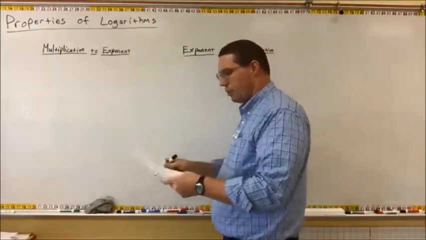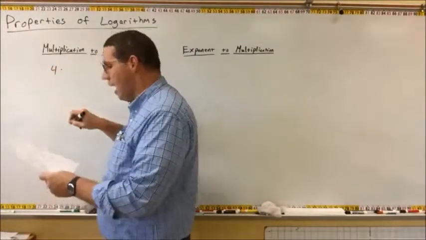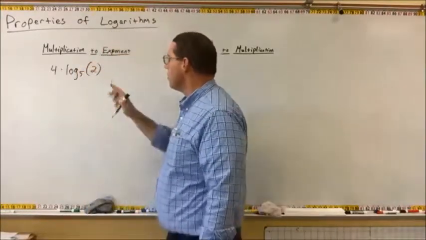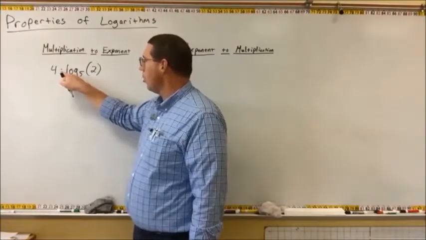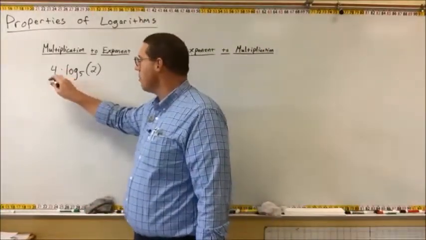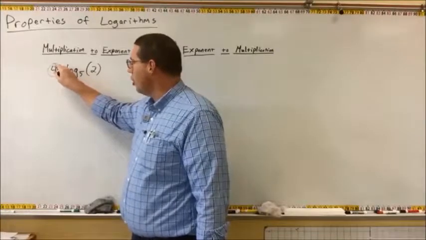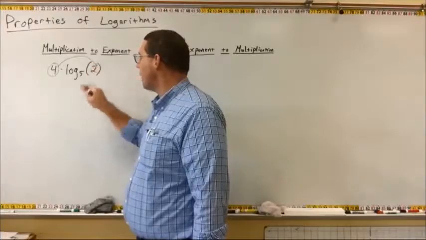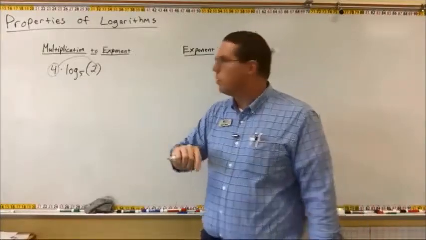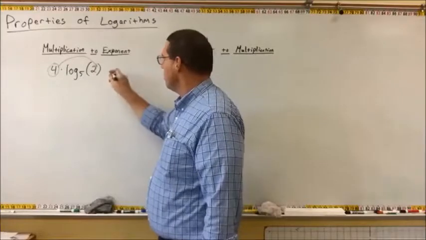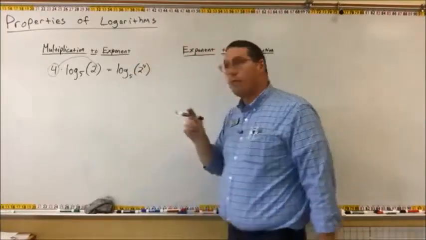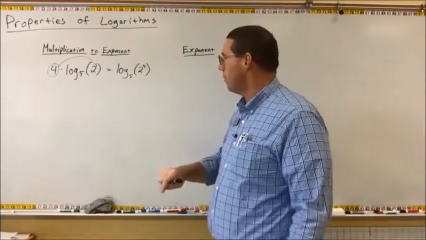So let's say we have, this one's actually really easy to understand. Let's say that we have 4 times log base 5 of 2. So you can see here that we only have one logarithm, and then that logarithm is being multiplied by 4. Well, whenever you multiply a logarithm by anything else, this multiplier can actually go into the logarithm and become an exponent, not on the logarithm. It doesn't become an exponent on the logarithm, it becomes an exponent on the argument inside of the logarithm. So this becomes log base 5 of 2 to the 4th power. Not the logarithm to the 4th power, but the 2 to the 4th power.